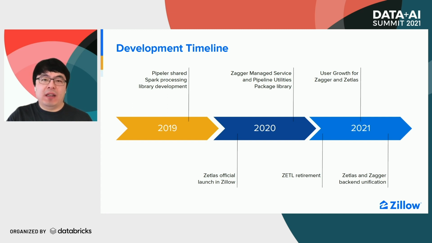Zetless was started and launched in 2020, and it provides users with a UI-based tool to create pipelines. The development of the Dagger managed service and the pipeline utilities package library was also started in 2020, and it provides users with additional access layers from Terraform and GitLab. In 2021, Zillow, which is the first version of the self-service platform in Zillow, has been retired and replaced by Zetless. We are currently working on the unification of the Dagger and Zetless backend. We also want to have user growth in 2021.